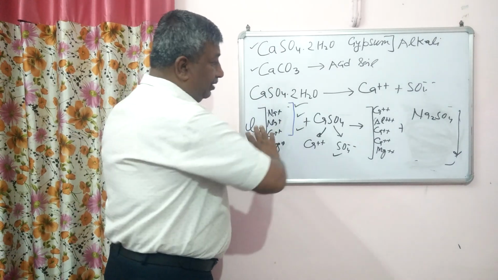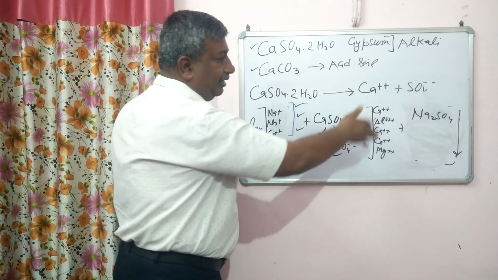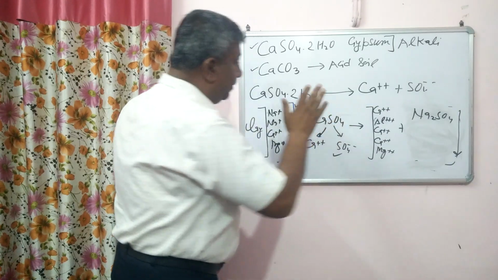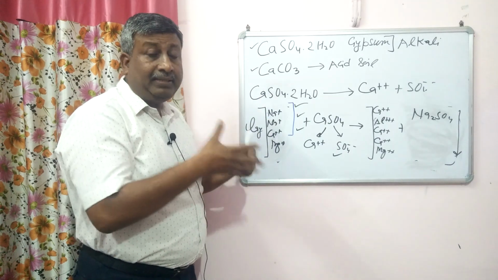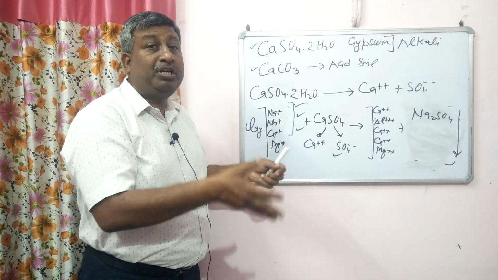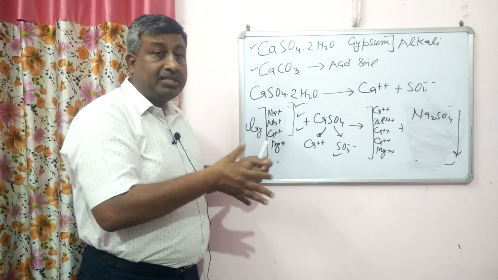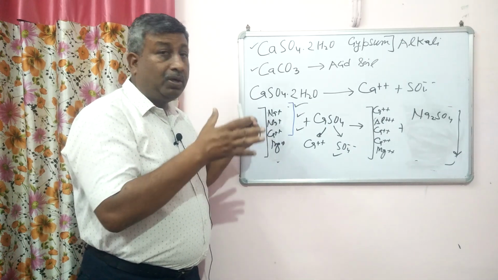In case of alkali soil, this reaction will take place and there is leaching of sodium sulfate. But when we use calcium sulfate, that is gypsum, then the acidity is further increased. So there is no reclamation of acid soil. So gypsum is the best amendment for reclamation of alkali soil, but not for acid soil.